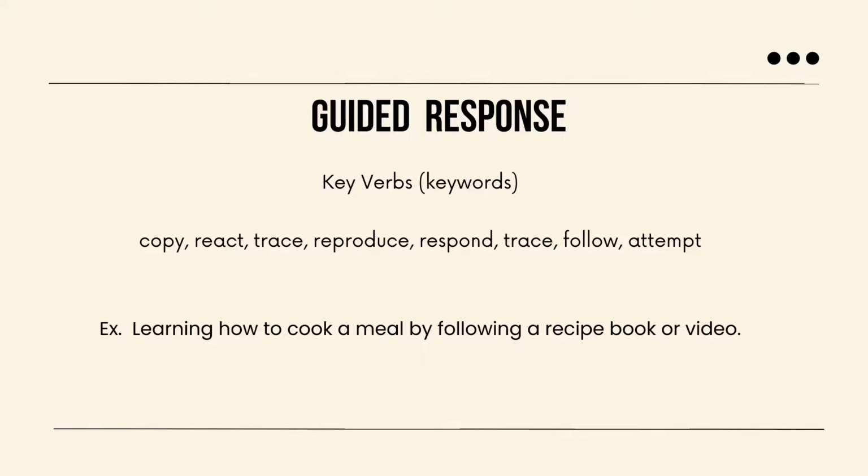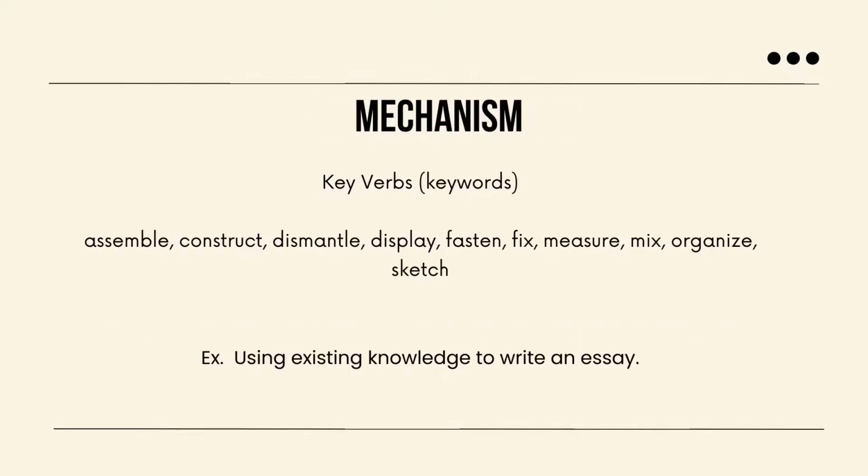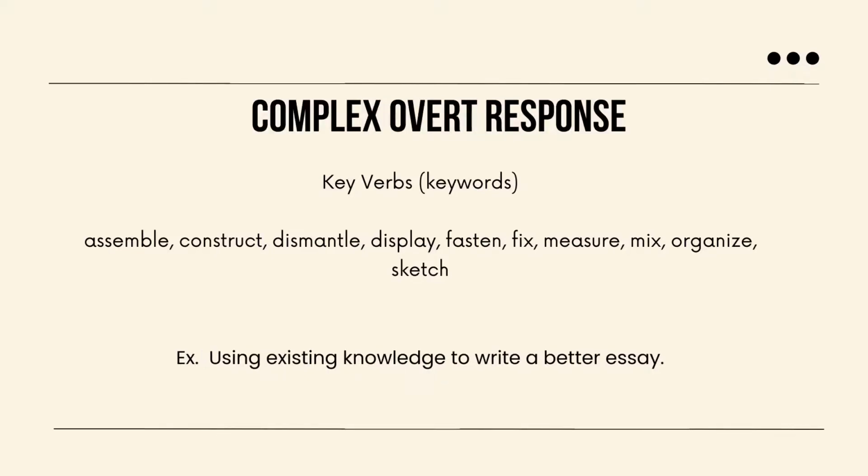follow, and attempt. Next is mechanism, an intermediate level where learned responses have become habitual and the movements can be performed with some confidence and proficiency. For example, using existing knowledge of language to write an original essay. We can use behavioral verbs such as assemble, construct, dismantle, display, fasten, fix, measure, mix, organize, and sketch to construct our learning outcomes. The next level is complex overt response.